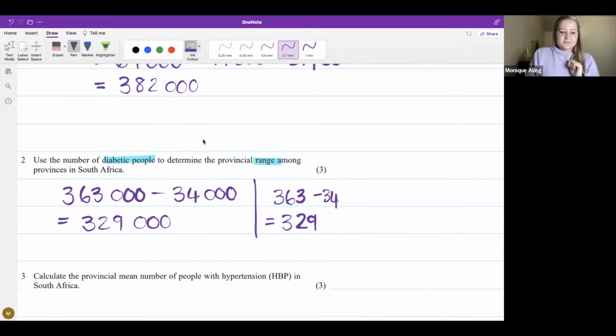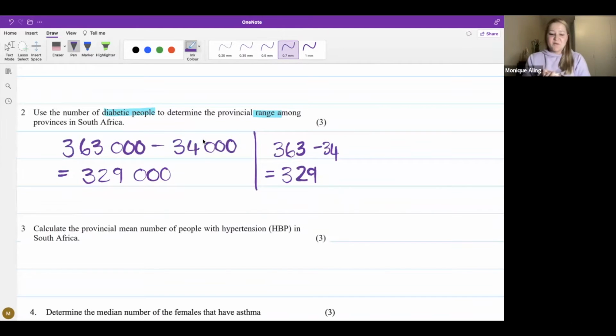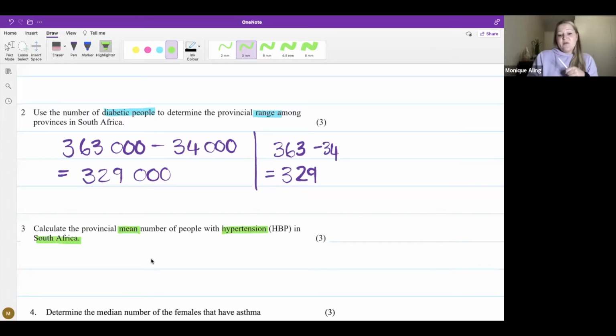Well done. Okay. Question 3. So this is going to take a bit of time because we're working out the mean. Calculate the provincial mean number of people with hypertension in South Africa. Okay. So let's just take note of what's been given to us. They want to know what is the mean of people with hypertension in South Africa. So in South Africa means across all the provinces. We're not specifically looking at one province. We're trying to work out the average number of people with hypertension.